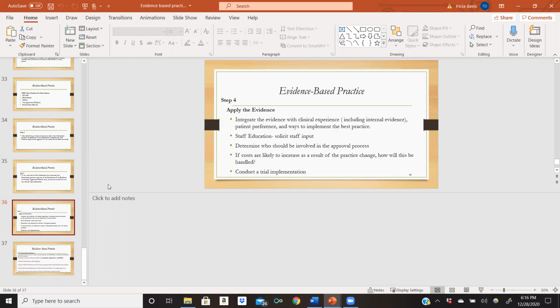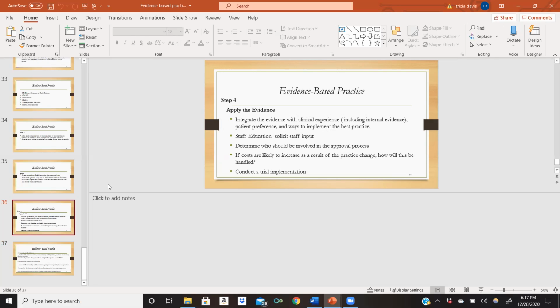Then you're going to determine who should be involved in the approval process. So maybe you have a certain committee at the hospital that does these things. You're going to want to know who that is going to be. Patients want to be involved in decision-making about their care. If evidence is found to support a change, but the patient does not want it, the change should not occur. If the change that is proposed cannot be applied in a practical sense, or is too costly or too risky, then the change also should not occur. So those are just some things to think about.